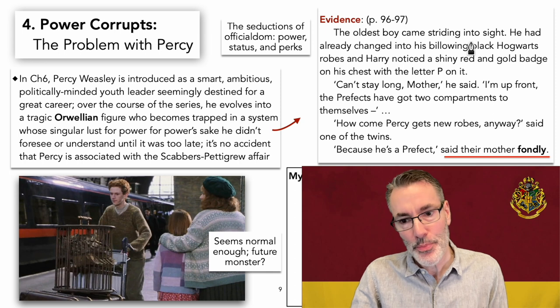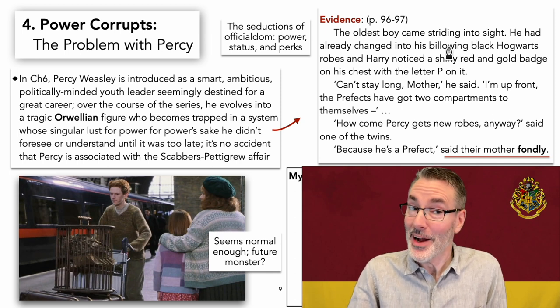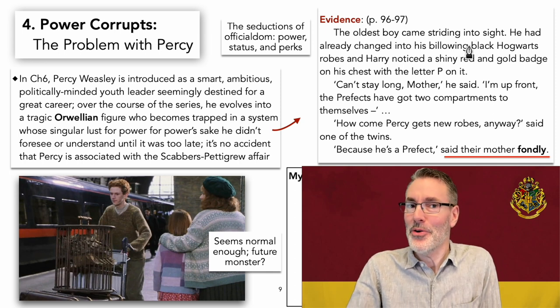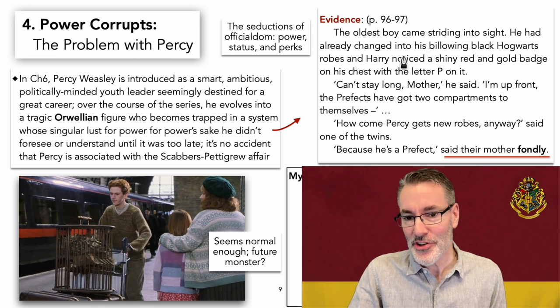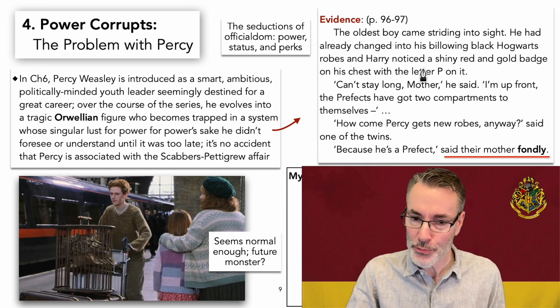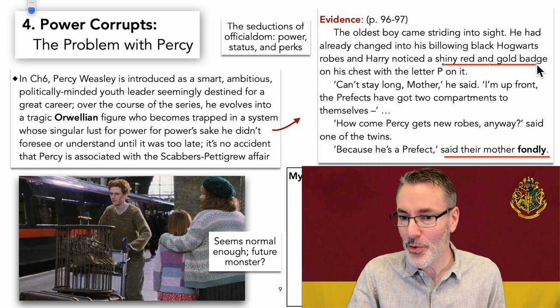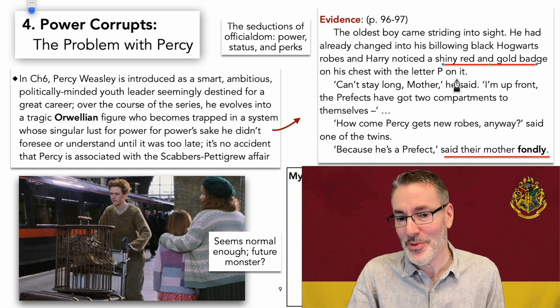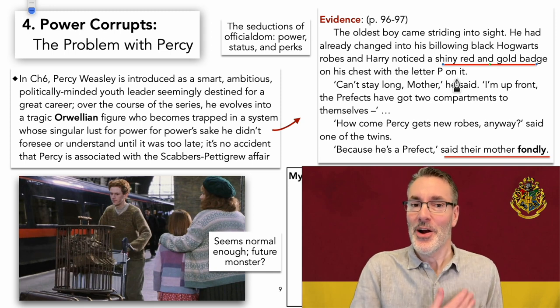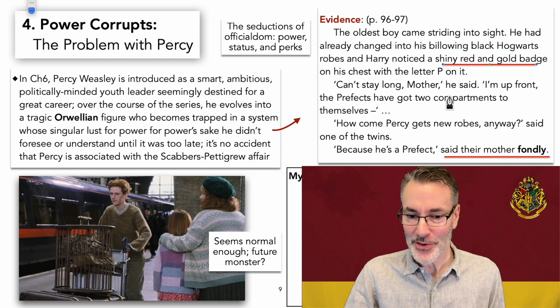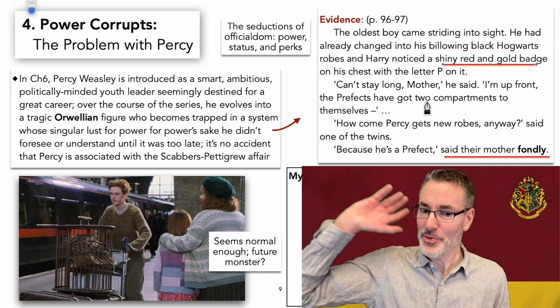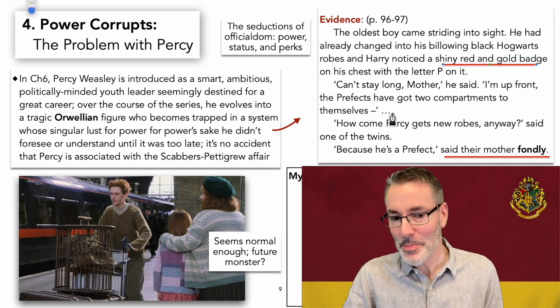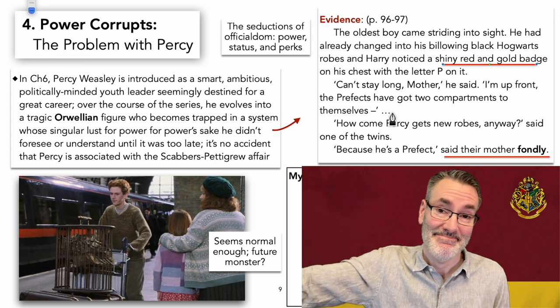So here's the quote. "The oldest boy came striding into sight." Striding, look at that language. Yes, nice and proud and proper. "He had already changed into his billowing black Hogwarts robes, and Harry noticed a shining red and gold badge on his chest with the letter P on it." Aren't I a good boy? Aren't I a good girl? "Can't stay long, Mother," he said. "I'm up front with the prefects, and we've got 2 compartments to ourselves."